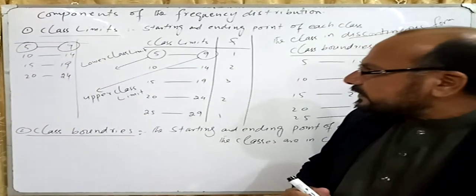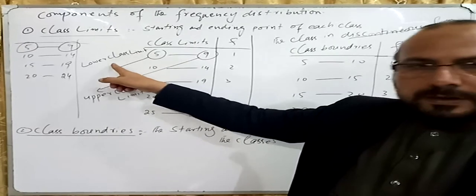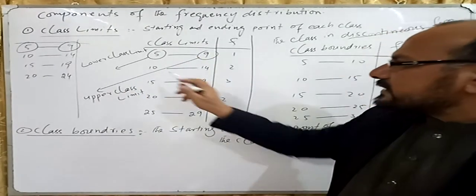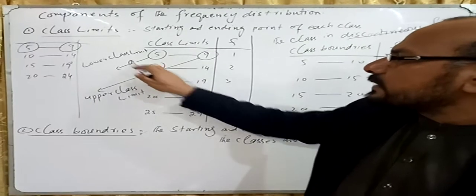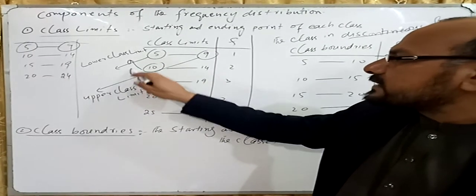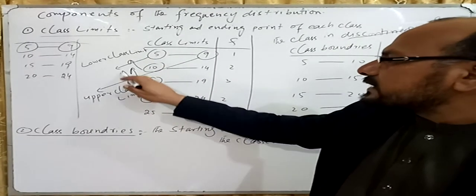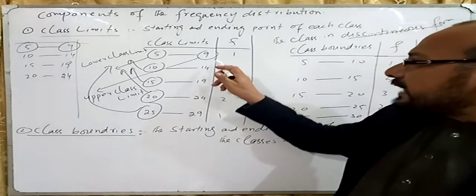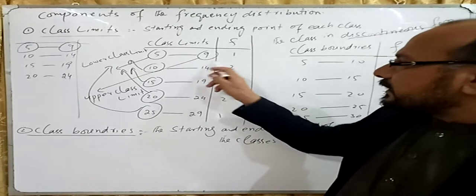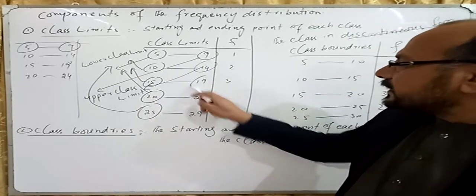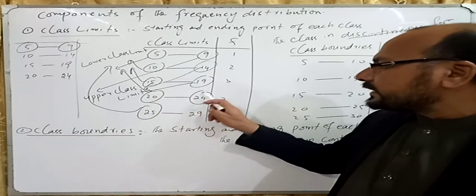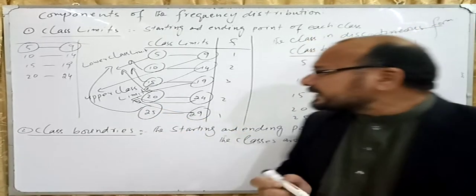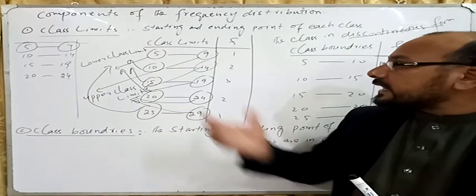The starting point of each class is called the lower class limit and the ending point of each class is called the upper class limit. This 10 is also a lower class limit, 15 lower class limit, 20 lower class limit, 25 also a lower class limit. Then we have upper class limit 9, then 14 upper class limit, 19 upper class limit, 24 upper class limit, 29 upper class limit. So these are the lower and upper class limits.